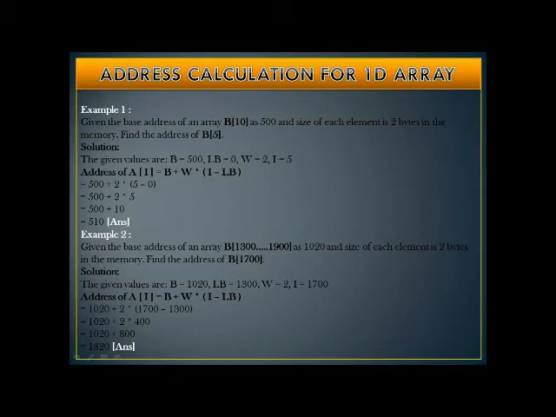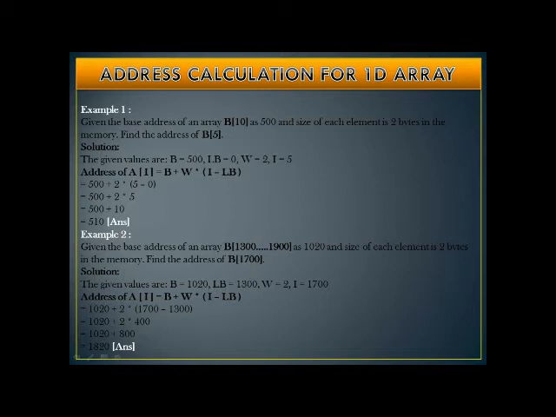So see, the base address is equal to 500, lower bound is equal to 0, width equals 2, and I equals 5. We simply plug all the values into the formula given in the last slide. Address of a of I is equal to b plus w into I minus lb. So 500 plus 2 into 5 minus 0 is going to come as 500 plus 10, that is equal to 510. It's very simple.